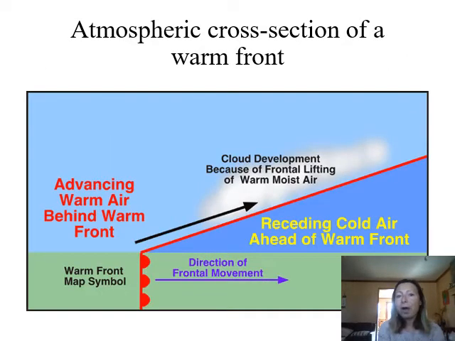Here is an example of atmospheric cross-section of a warm front. As you can see, in this situation, it's the warm air which is advancing, and it's behind the warm front, moving upward, and the cold, dry air is receding. It is ahead of the warm front, and it's moving away. So here we see cloud development because of the frontal lifting of warm, moist air climbing over the surface of the cold, dry air.